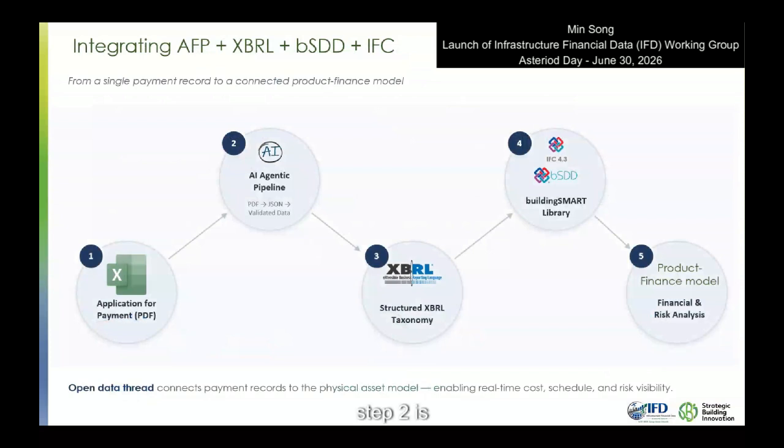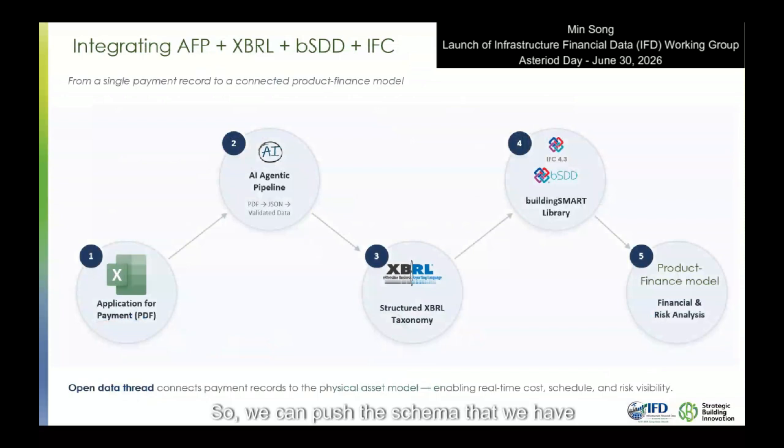Then step 2 is to use an agentic pipeline that extracts the data from the PDF, converts that into JSON format, and then that JSON gets mapped into a structured XBRL format. And then the fourth step is we mimic that data structure already in XBRL format in the BSDD database. BSDD stands for buildingSMART Data Dictionary, and that's operated by buildingSMART. And it's a cloud server of a library or dictionary.